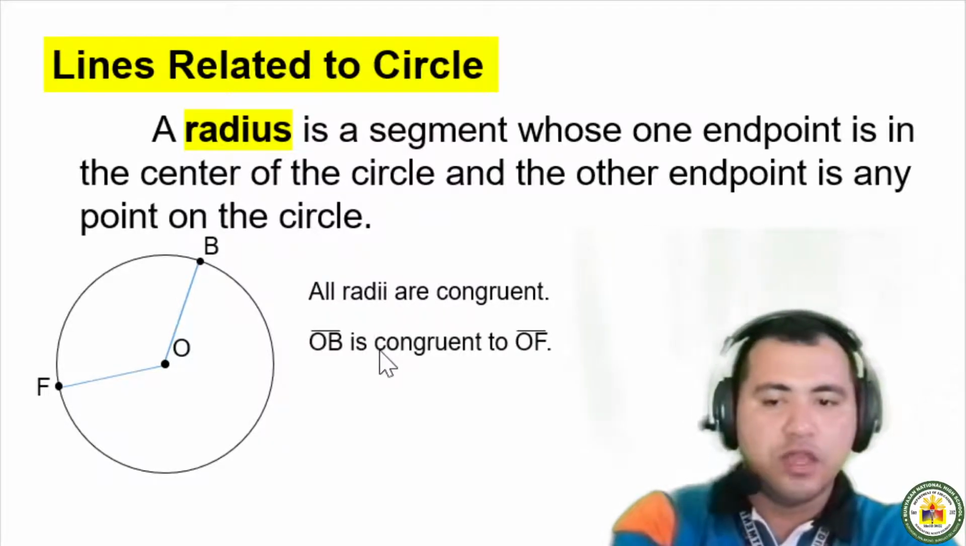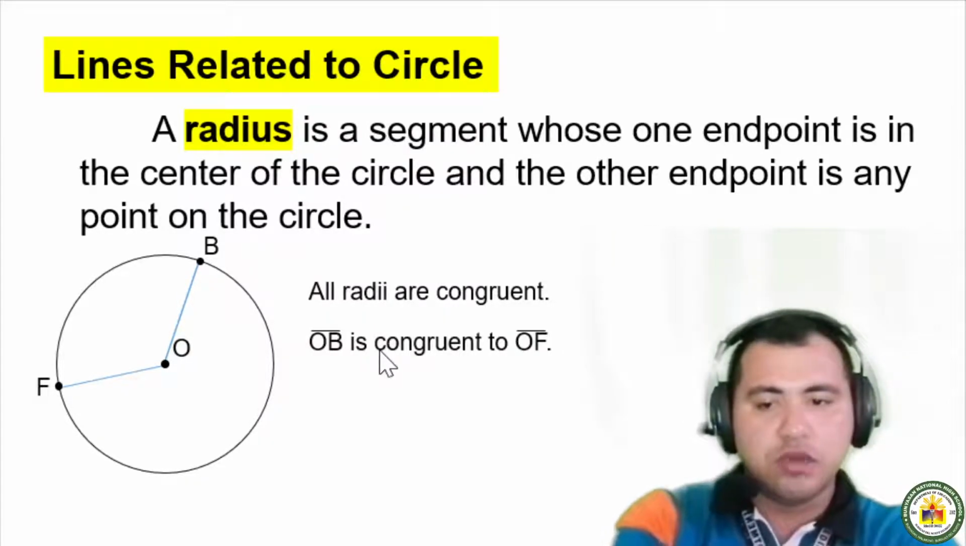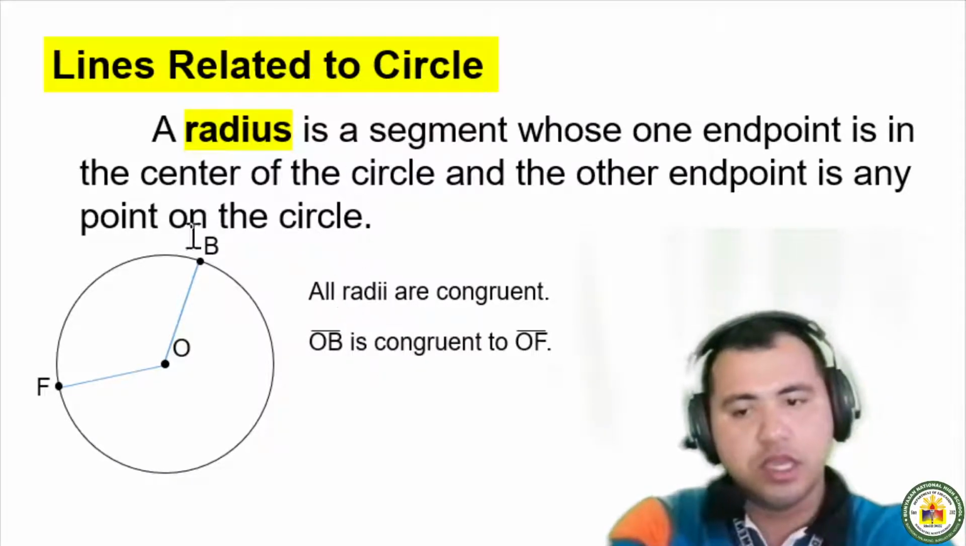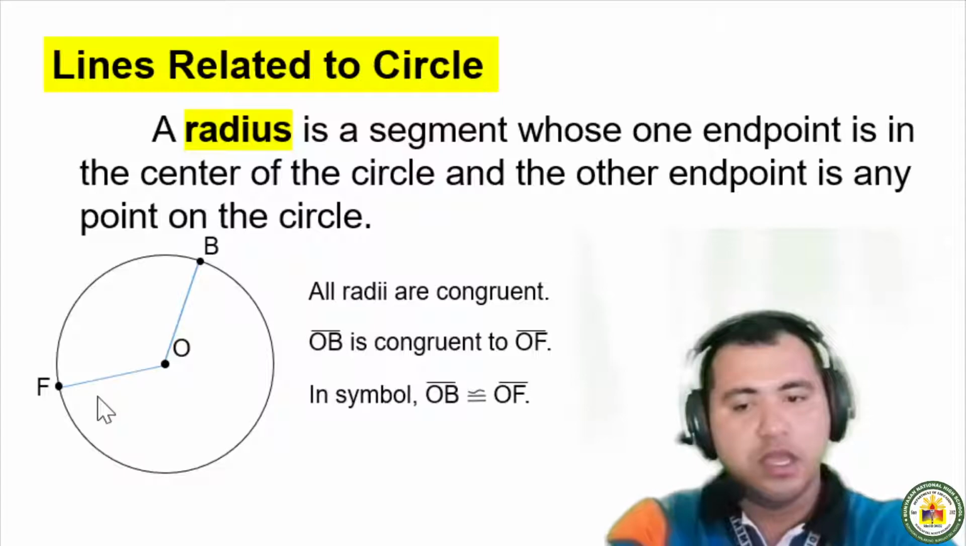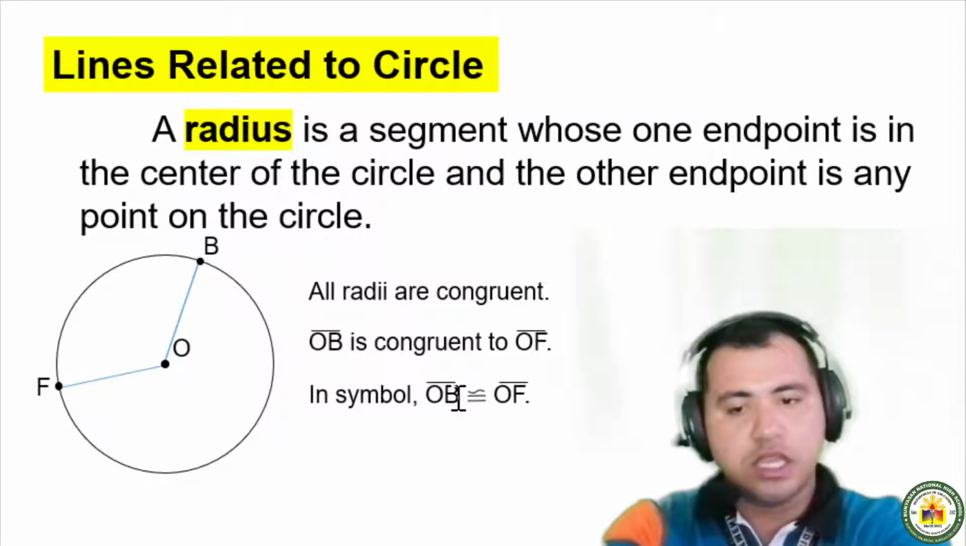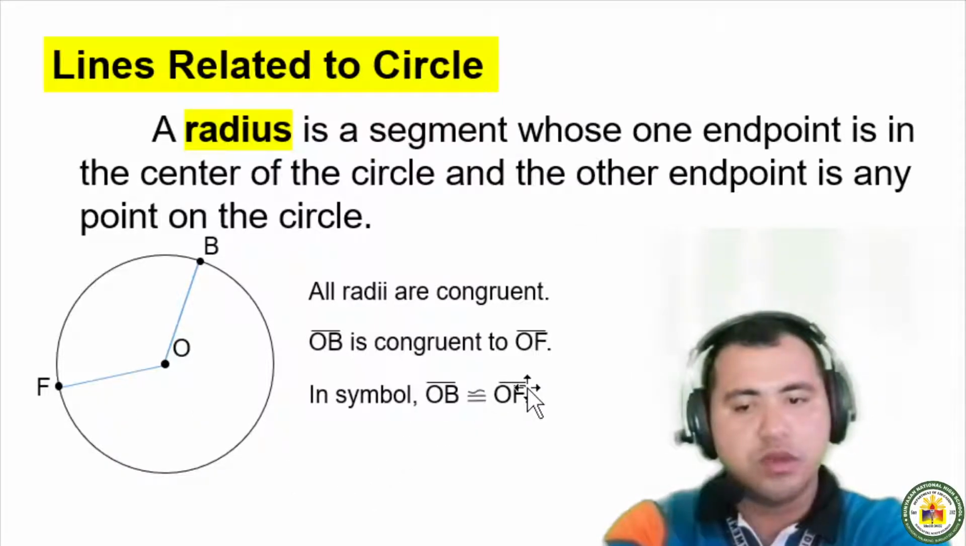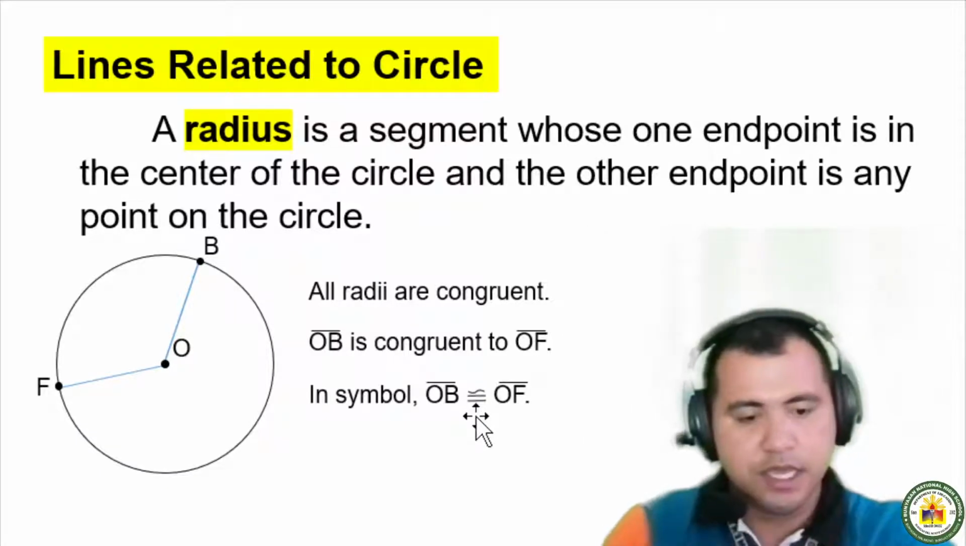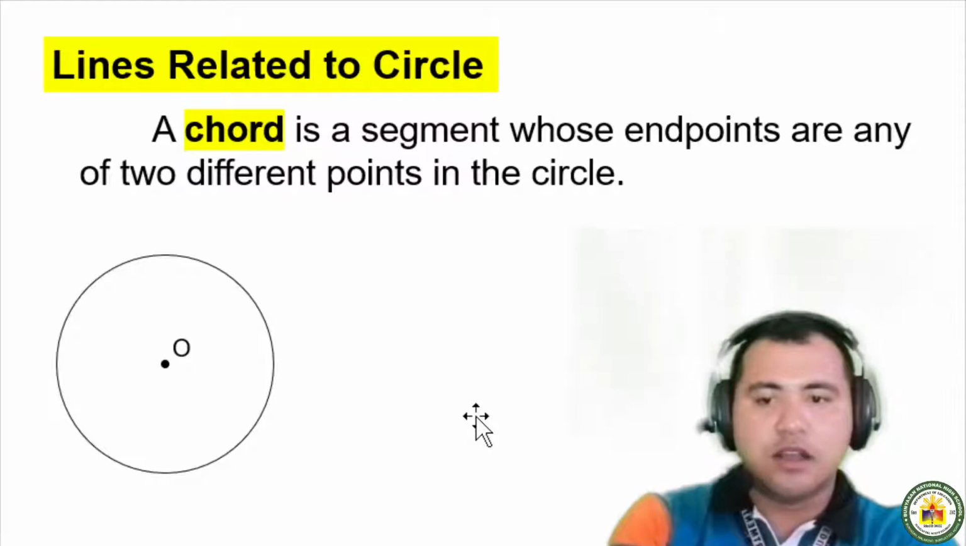By that we can conclude that segment OB is congruent to segment OF. So OB is congruent to OF. In symbol, that is segment OB congruent to segment OF. This is the symbol for congruency. Now, next is a chord.